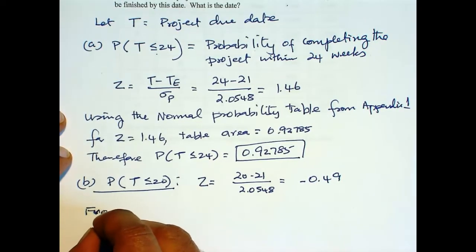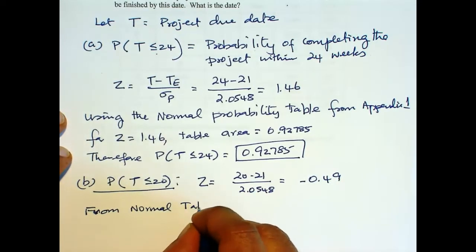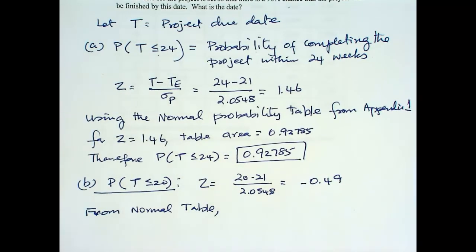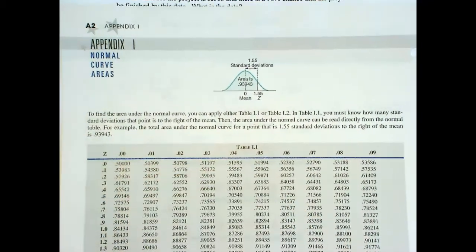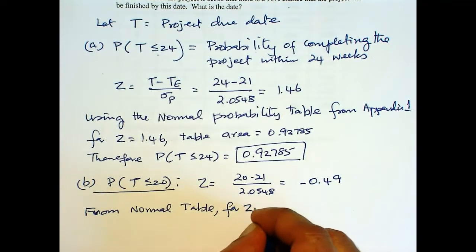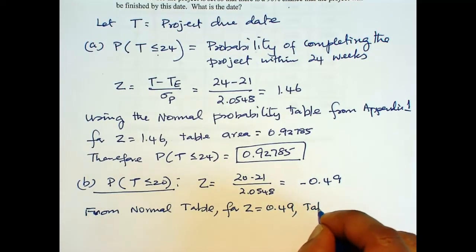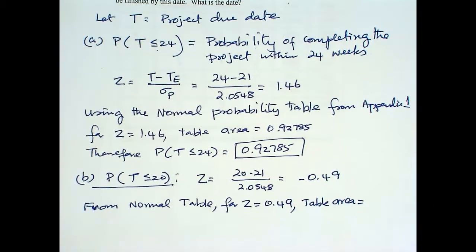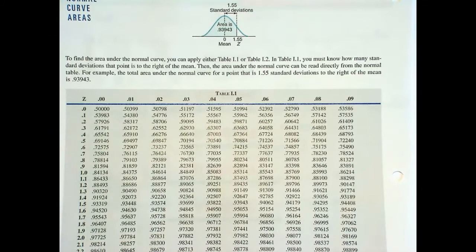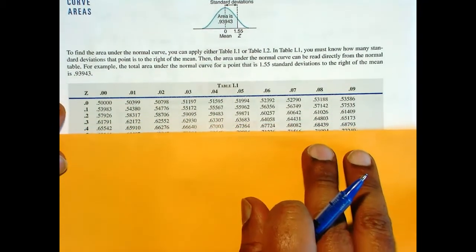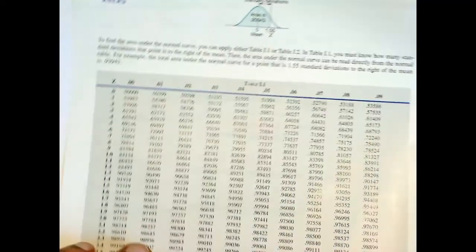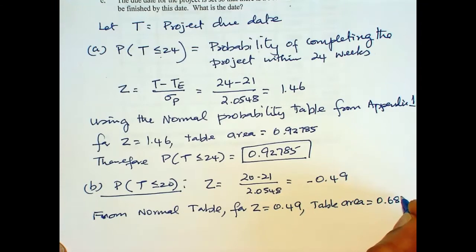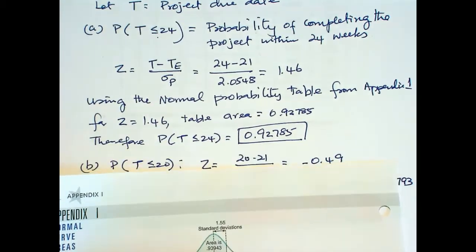Now from normal table, okay, so now if you go to normal table, you see that negative Z is not listed. So we have to drop the negative sign. So for Z equal to 0.49, table area is 0.68793. But we dropped the negative sign, so we actually got this tail area instead of that area.